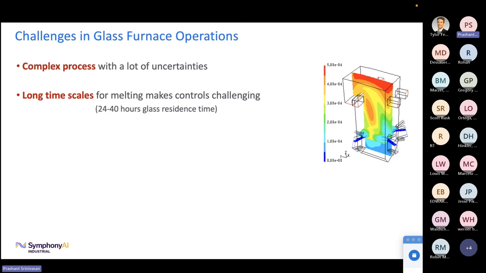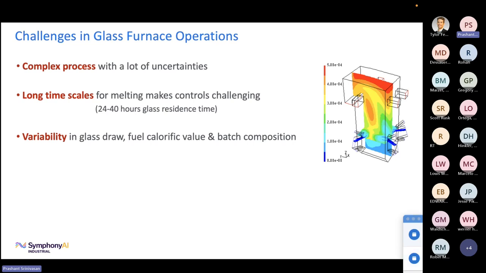So you have 24 to 40 hours residence time of the glass in the furnace from the time it is fed in as batch to the time it goes out to the product. So obviously you're talking about controls with a long time delay and time lag, which is always challenging in terms of stability. Then you have a lot of variability in the parameters like the glass throughput. In certain applications, you do have a switching of products and frequent changes in throughput. You also have variability in the gas calorific value depending on the source of gas or fuel, and you also have variations in the batch composition.